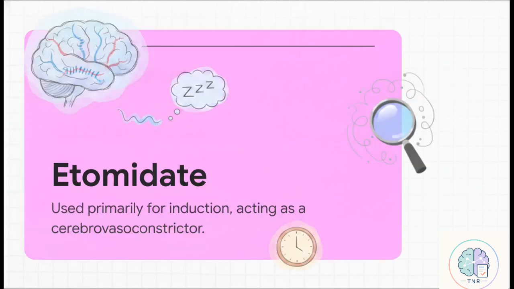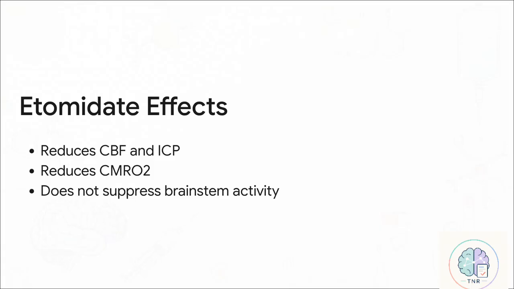Moving right along to our next agent, etomidate. This one is a heavy hitter. It's used primarily for the induction phase of anesthesia, basically getting the patient to sleep quickly. Its defining characteristic in a neuro context is that it acts as a cerebrovasoconstrictor. This means it actively narrows the blood vessels inside the brain. Because it constricts those vessels, etomidate reduces cerebral blood flow and intracranial pressure.